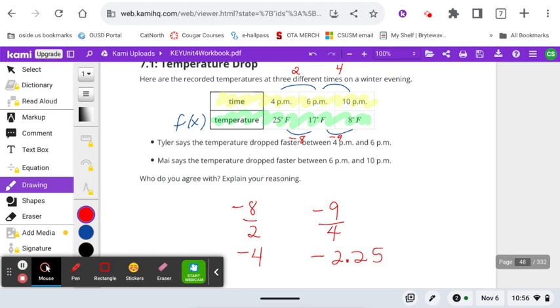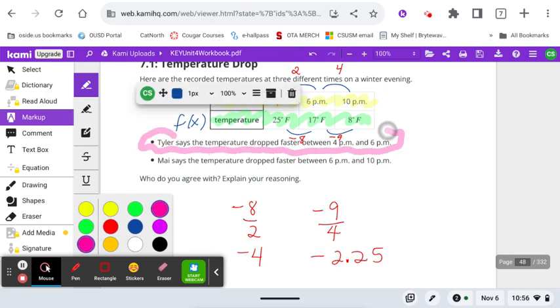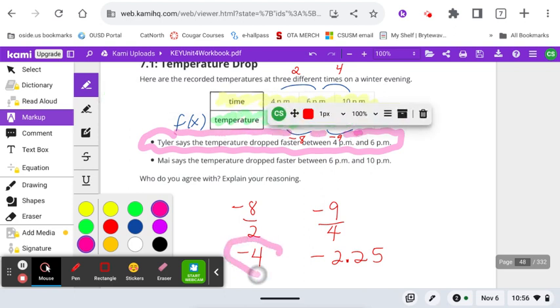So our initial feeling is actually incorrect, and Tyler is actually right. Tyler, who said the temperature dropped faster between the first 2 hours, 4 and 6, is correct because it is a greater average rate of change. The drop was bigger.